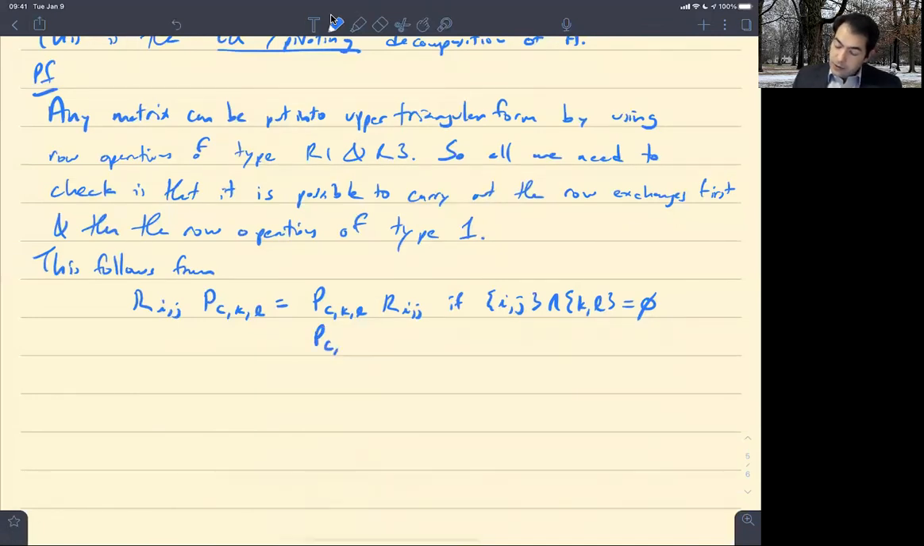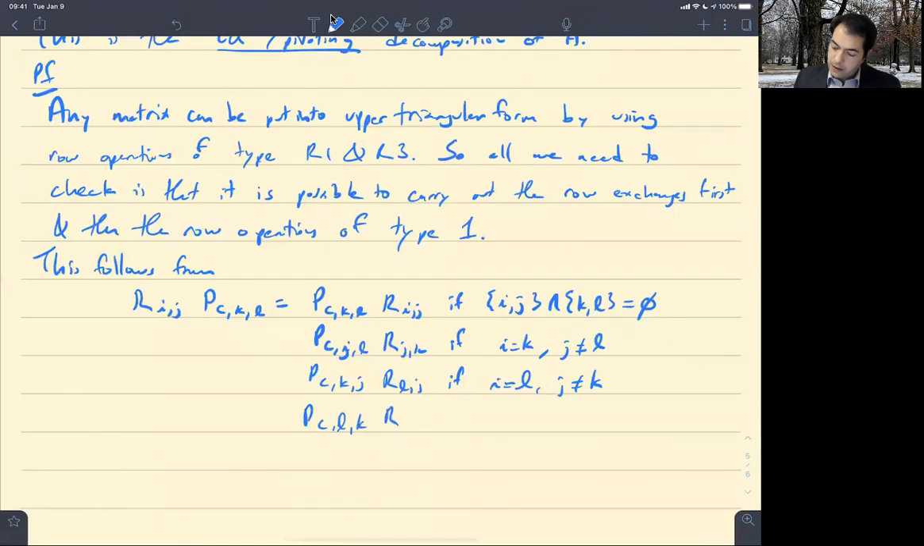On the other hand, you get P_{CJL} R_{JK}, if I is equal to K and J is not equal to L, you get P_{CKJ} R_{LJ}, if I is equal to L and J is not equal to K. And then finally you get P_{CLK} R_{KL}, if I is equal to K and J is equal to L.